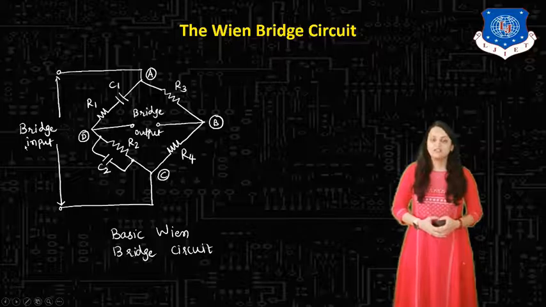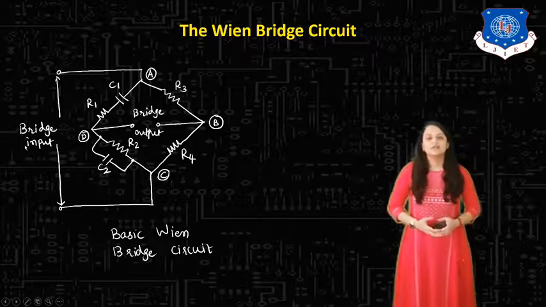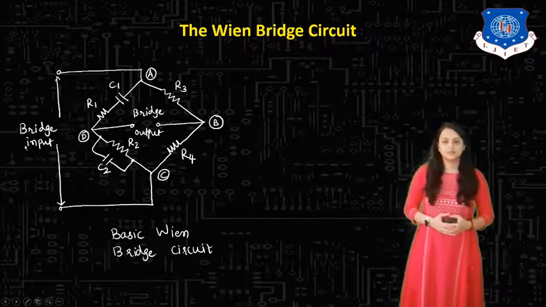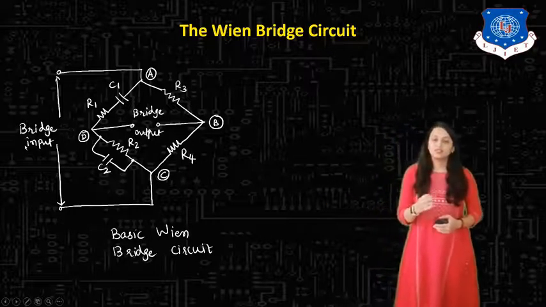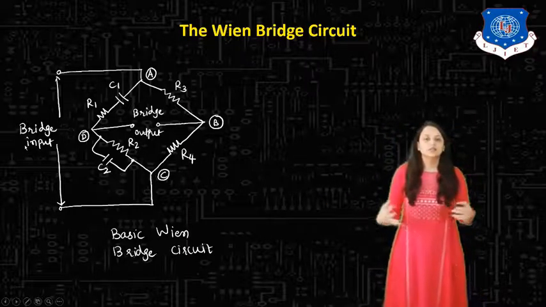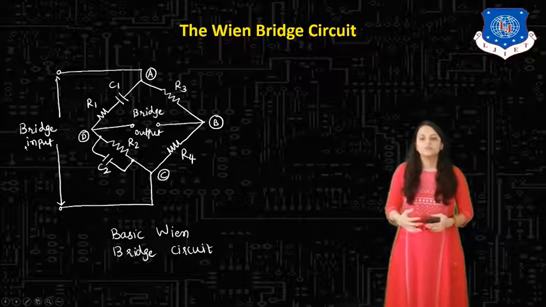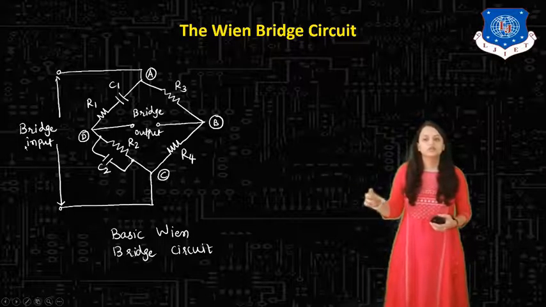So, as we have seen the basic RC network in RC phase shift oscillator, same way in the Wien Bridge oscillator, the basic Wien Bridge circuit is that. So, here the Wien Bridge circuit is indicated. As the name says, it is a bridge circuit. It has the bridge components used. First one, bridge input is given to the AC arms.